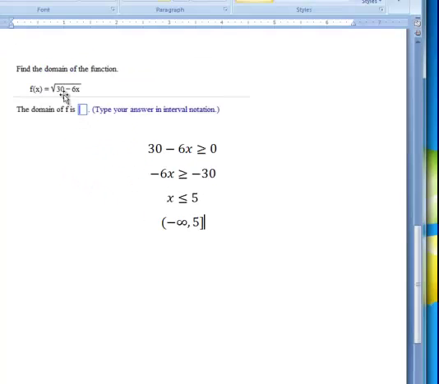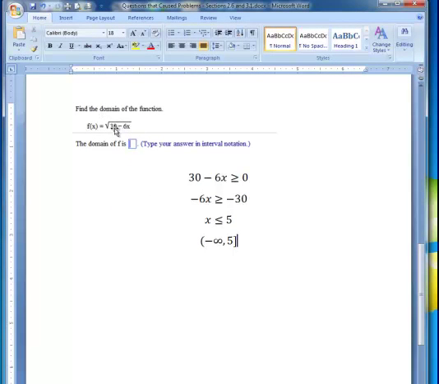So what we do is we take whatever is under the square root, which in this case is 30 minus 6x, and we set this to be greater than or equal to 0, because we know it needs to be positive or 0, because it cannot be negative. Then we simply solve. We subtract 30 from both sides, which gives us negative 6x is greater than or equal to negative 30. And then we divide both sides by negative 6. The only thing we've got to remember here is to reverse the inequality. So this is x is less than or equal to 5.